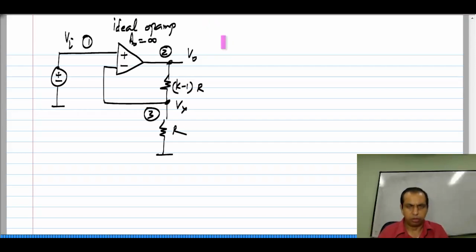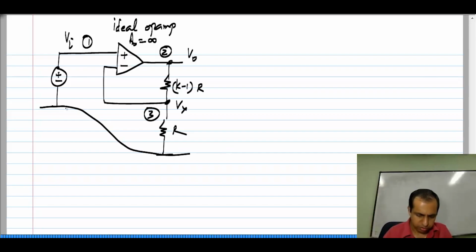Now, we will try to do nodal analysis, which means that we should try to write Kirchhoff's current law equations at all the nodes. The reference node of course is the ground. Okay. This is the reference node. Now, if you look at node 1, there is a voltage source there. So, that means that we cannot write a KCL equation over there.